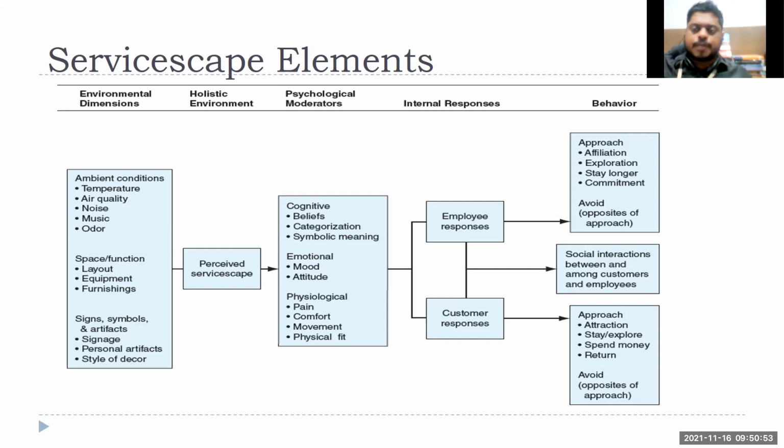And obviously due to COVID, additional safety parameters need to be taken care of. Physiological pain, comfort, movement, physical fit, again. One of the big challenges, if you look into Indian restaurants or hospitals, is for people who are physically disabled or have issues with physical movement. Look into any restaurant, even the big brand names, or hotels. Most of the time these staircases are not designed for them.